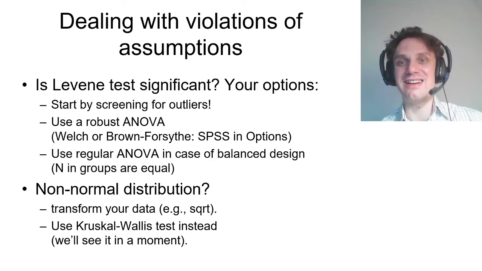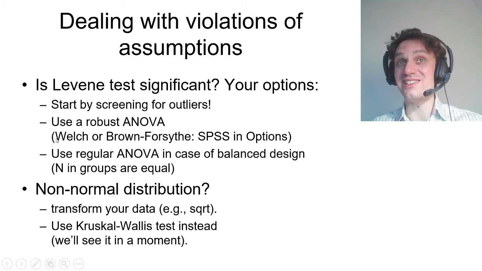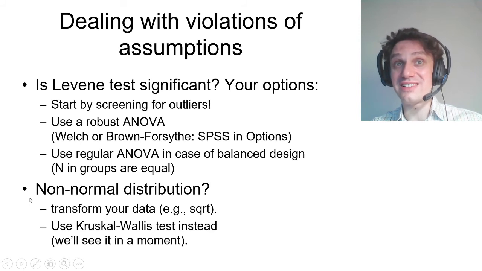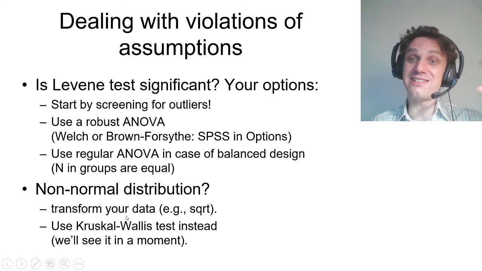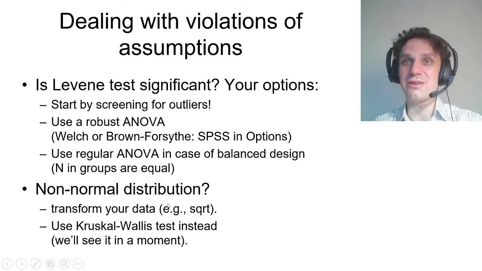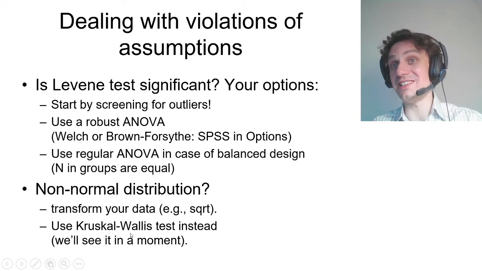So how do you deal with violations of your assumptions in ANOVA? If your Levene test is significant, you can simply use a robust ANOVA and not worry about anything else. In SPSS, you have Welch's ANOVA and you have Brown-Forsythe ANOVA. However, if your distribution is not normal, you need either to transform your data. Sometimes you can screen out outliers. Sometimes if you have what is called a heavy tail, a long tail on the higher end, we apply square root and it makes the data more normal. Or you can use the Kruskal-Wallis test instead.